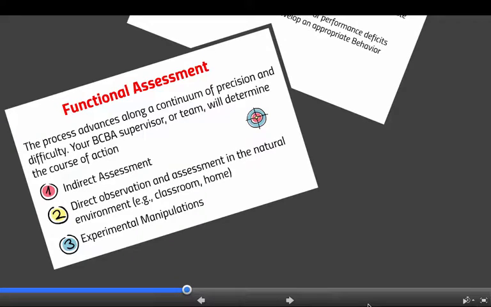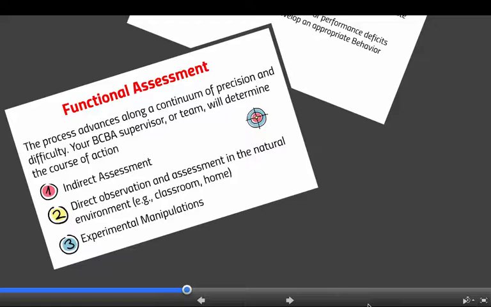So with respect to functional behavior assessments, there are going to be three forms that you'll use, and they fall along a continuum of precision and a continuum of level of difficulty. And one of the things I want to underscore here is that your board certified behavior analyst supervisor, or the team that you're working with, will make the determination as to the best course of action with respect to the functional assessment process. But the three methods and the three types of assessment that you'll do are as follows.